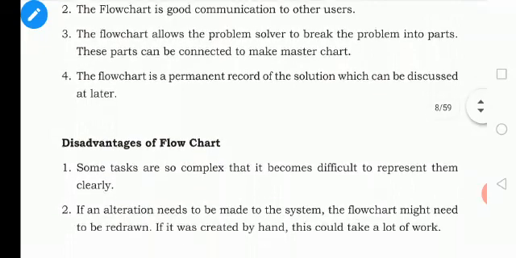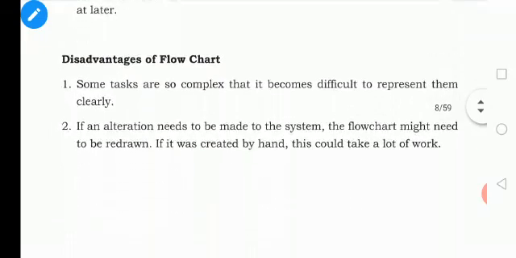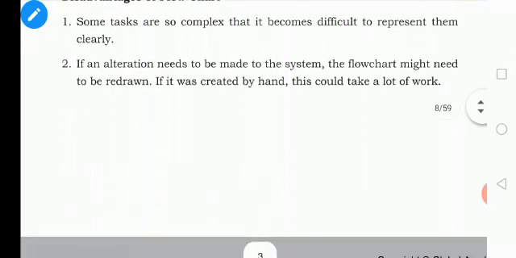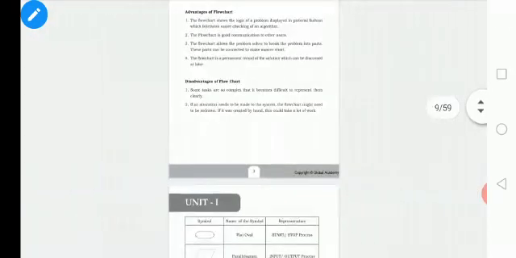Okay, so what are the disadvantages of the flowchart? Some tasks are so complex that it becomes difficult to represent them clearly. We should not think everything will be easy for us. Some will be so complex. Then, if an alteration needs to be made to the system, the flowchart might need to be redrawn again. Okay, if it was created by hand, this would take a lot of work. So, these are the 2 disadvantages of flowchart.